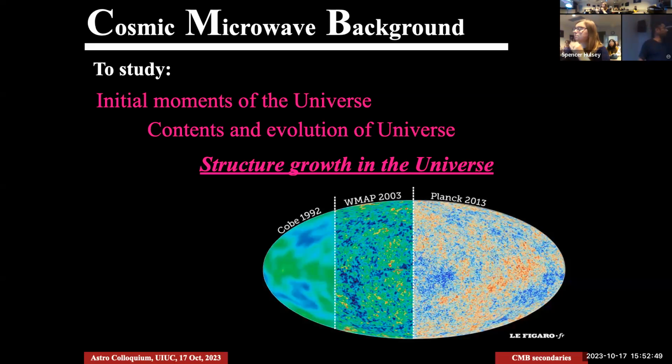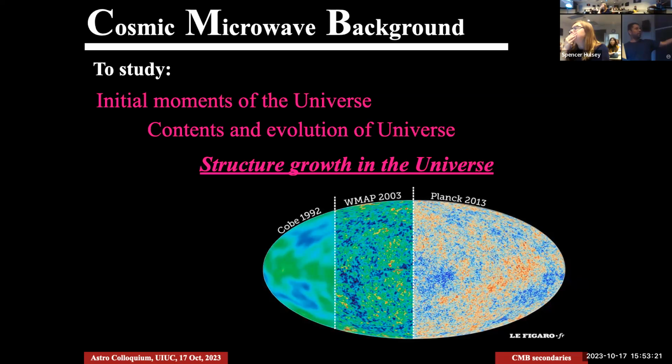Okay, so we can use the cosmic microwave background to study the initial moments of the universe, its contents and evolution, and also structure growth. On the bottom we see this really nice image of the cosmic microwave background from 3 different satellites. First was COBE, launched in the 1990s, and you can see that it has very, very poor angular resolution, but it was the first one to discover the anisotropies in the CMB. So you can see the dark and the bright spots.